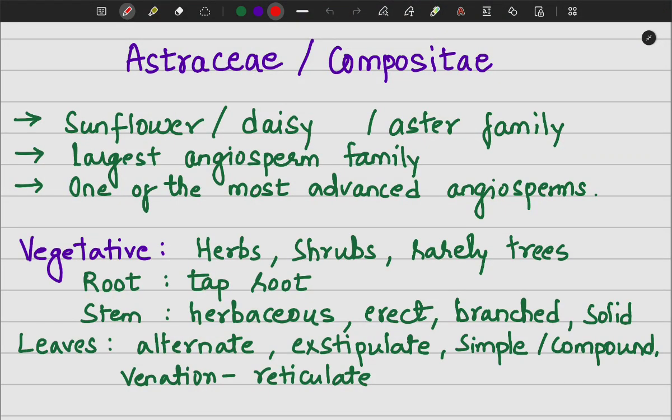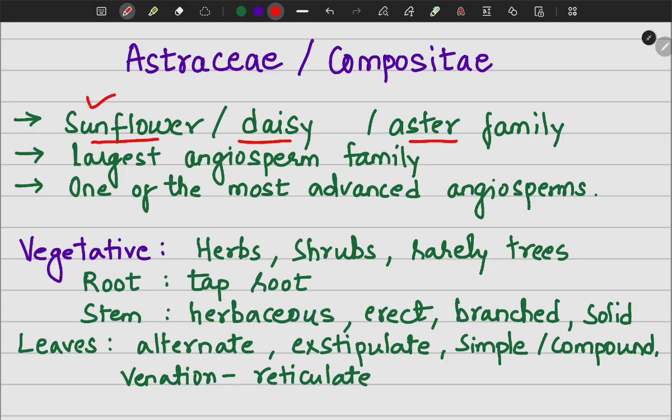In this session, we are going to study about the Asteraceae or Compositae family. So let us start. The Asteraceae or Compositae family is also called the sunflower family, the daisy family, or the aster family.